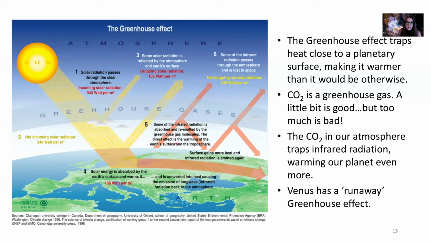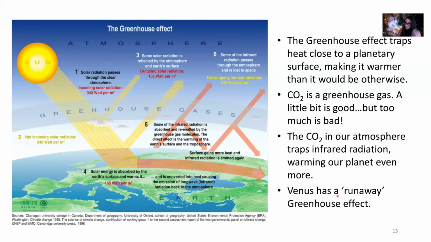So the direct effect is the warming of the Earth's surface and the troposphere. That's the lowest layer of our atmosphere. Some of this radiation does get to escape into space too, but it's this extra carbon dioxide in our atmosphere that's trapping the infrared radiation and warming our planet even more. The more carbon dioxide you have in your atmosphere, the more you're going to artificially heat up your planet.